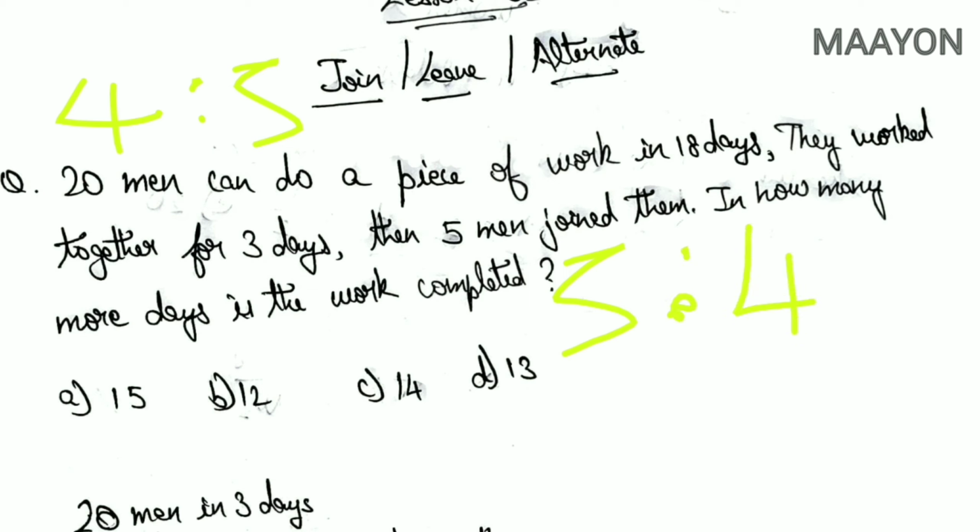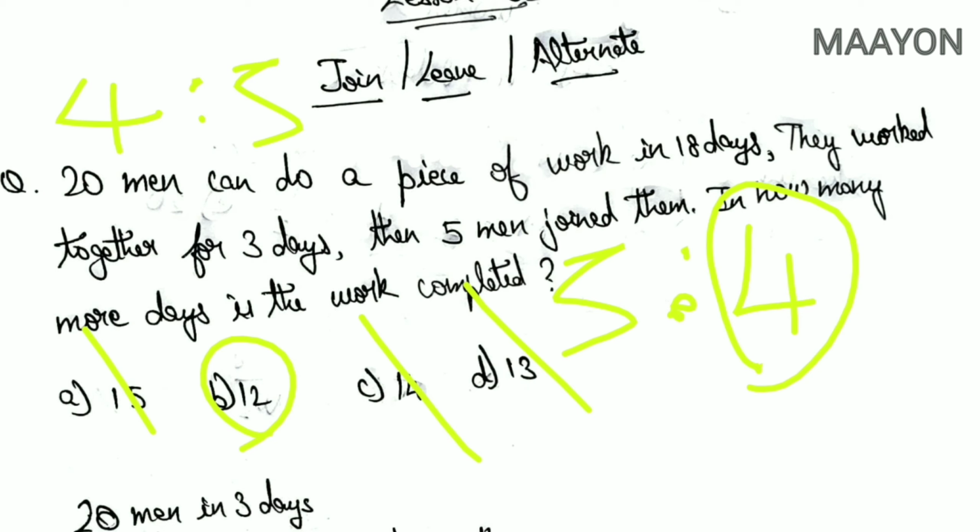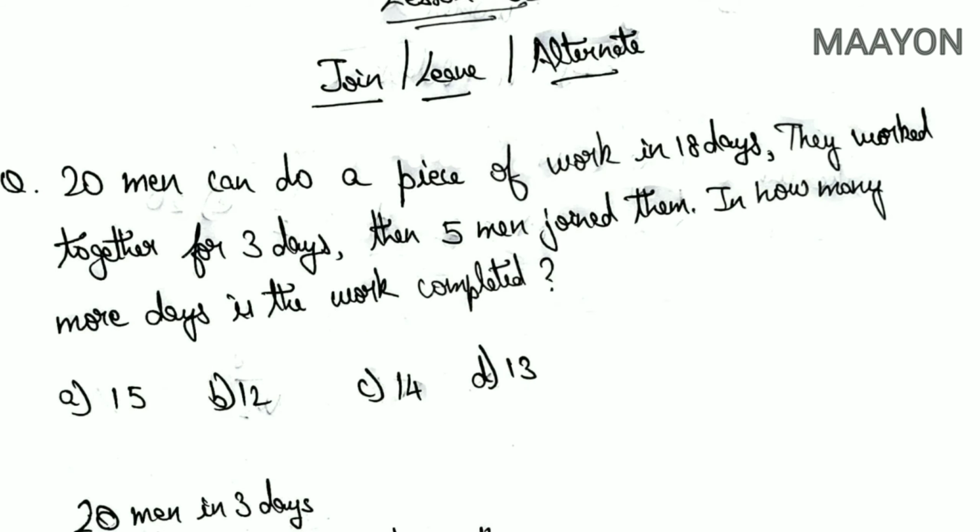Here in the second case, the ratio is 4 and the answer would be a multiple of 4. So in the options, the only option that is a multiple of 4 is 12. 15, 14 and 13 are rejected. So 12 is the answer. Now let's see the second model of sum.